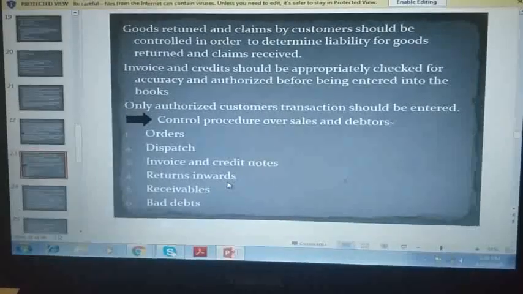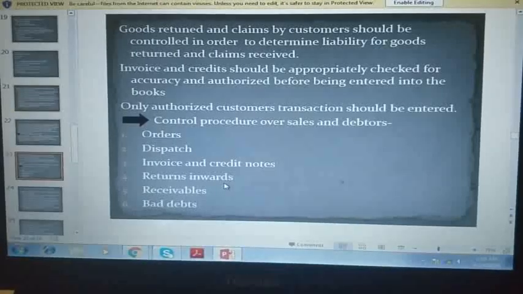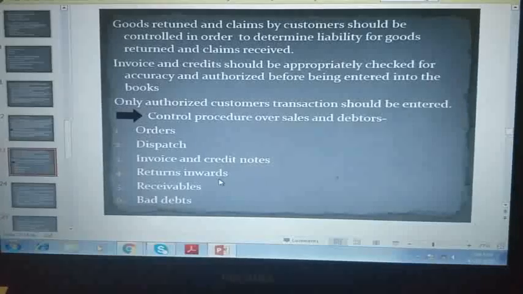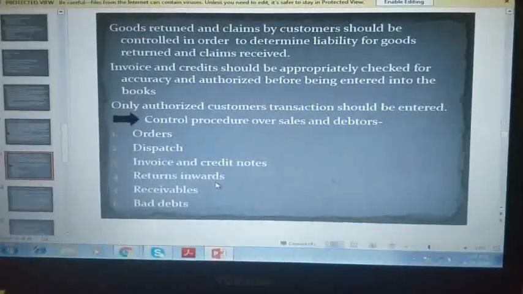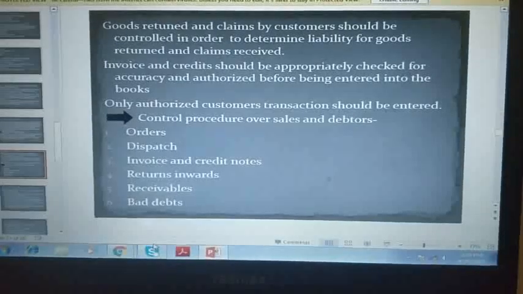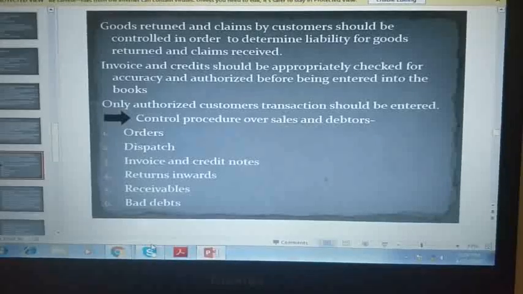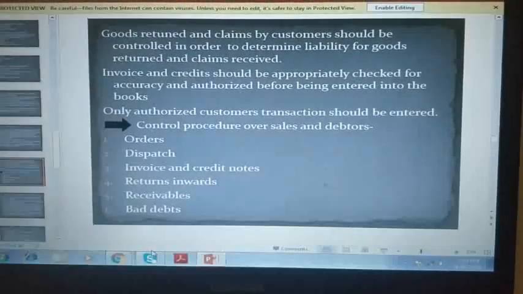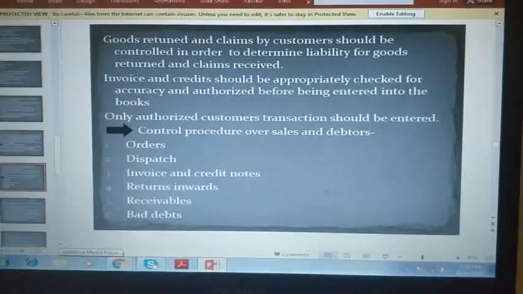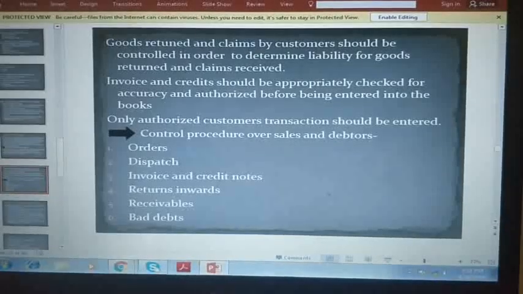Next one, you have returns. In your returns, what is happening? Returns inwards. Any goods which are returned by the customers should be checked for obvious damage, whether they are actually returning it for a reason. What is the reason why they are returning it, whether you have a damage in that particular thing. When accepted, a document should be raised. If it has a damage, only then you are accepting it, and only after that you are raising a particular document. All goods returned should be used to prepare appropriate credit notes.